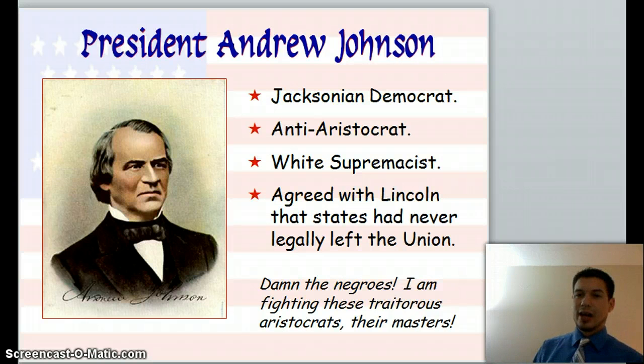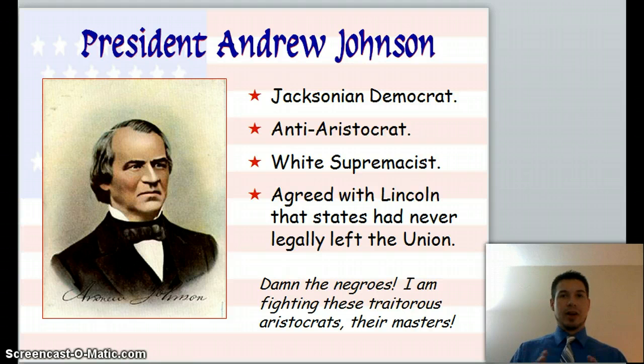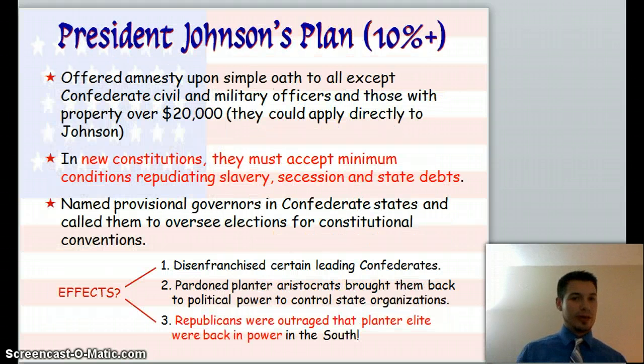President Andrew Johnson, unfortunately, is a white supremacist. He wasn't a fan of African Americans gaining equality, not as big as Lincoln, but he also was a Democrat versus Lincoln being a Republican. They were very opposite in certain ways.